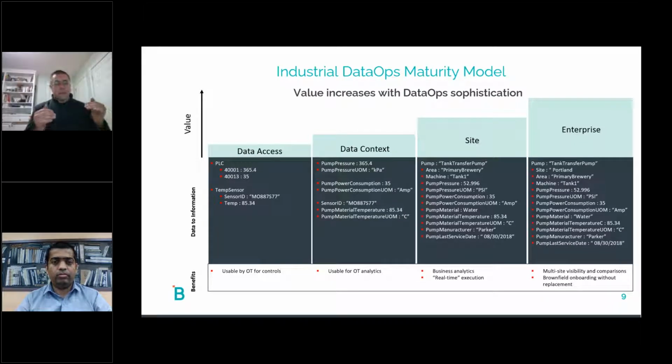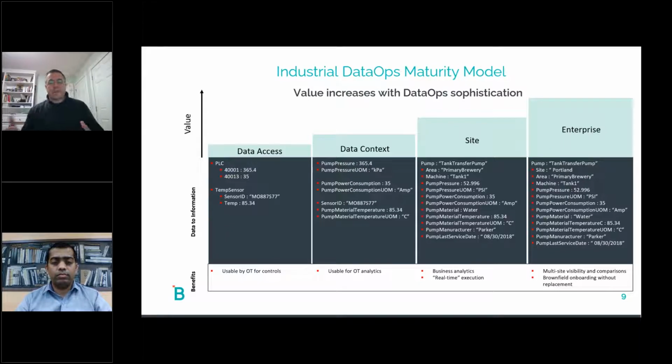You move into site, and all of a sudden we've taken these 4 different values. And by the way, in the data access, these are 4 values that may be within a set of 10,000 or 100,000 total data tags available in your factory, maybe even 1 million data tags available in your factory. So they're not organized in any way. These are just plucked out and available for someone who knows what to look for.